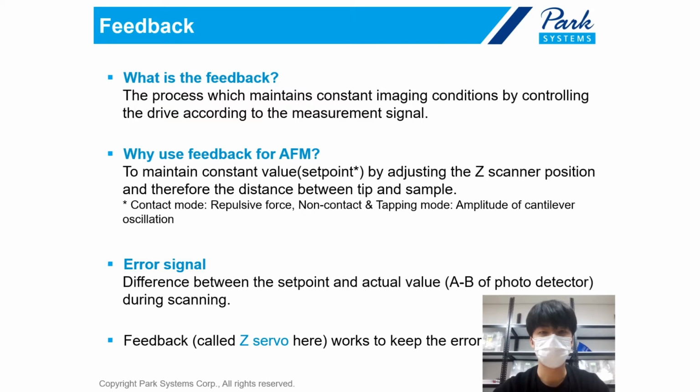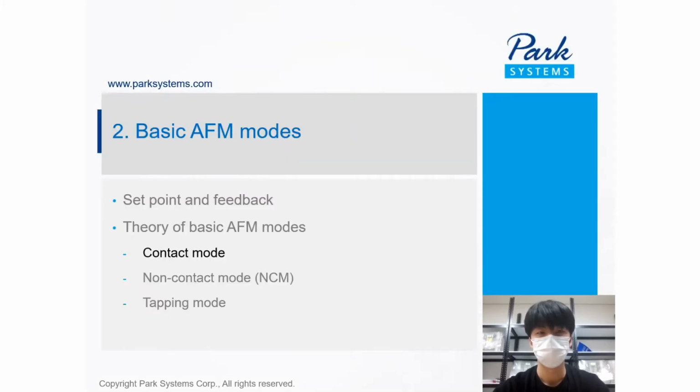And the feedback is another important thing in the AFM system. It is the process which maintains constant imaging conditions by adjusting the scanner position between the tip and the sample. It works by monitoring the error signal, which is calculated by the difference between the PSPD's current signal and the set point, and always keeps the error signal at 0. So from now, we will see 3 different basic modes, starting from the contact mode.